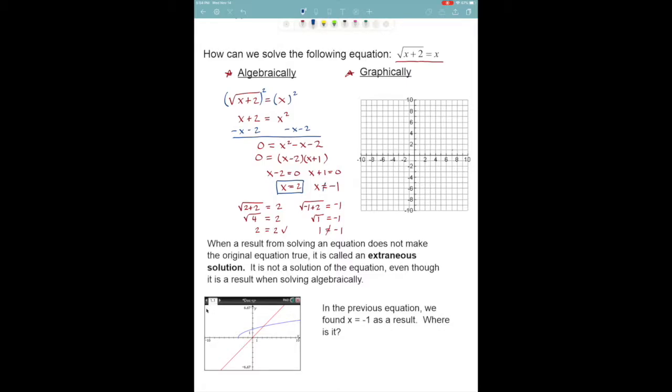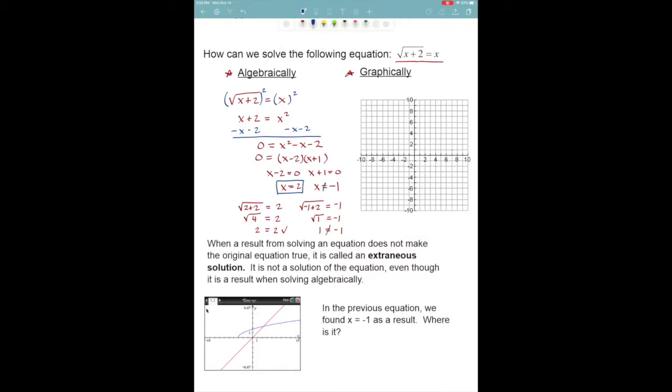Now, without having to go back and check every single time, is there another way to solve it so that we can actually see what the answers are? And that method is going to be when we do it graphically. We're going to solve this graphically in a way that you haven't done it before.